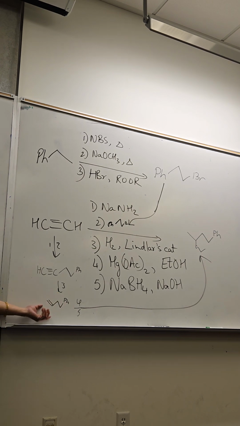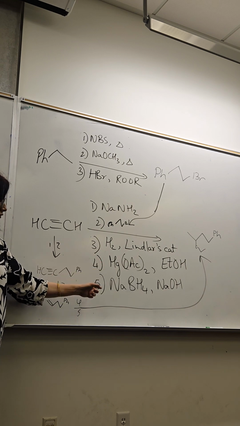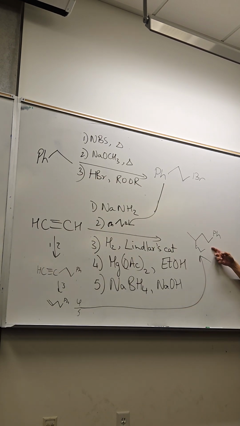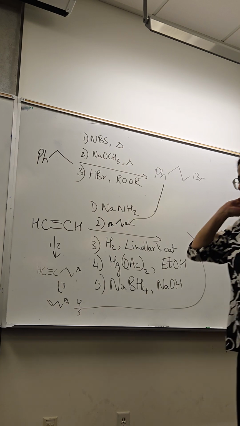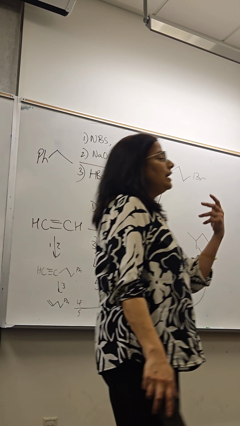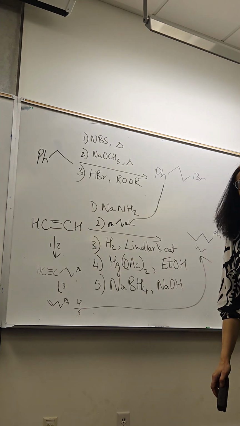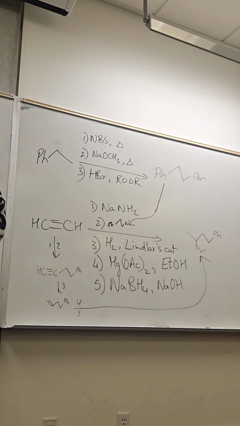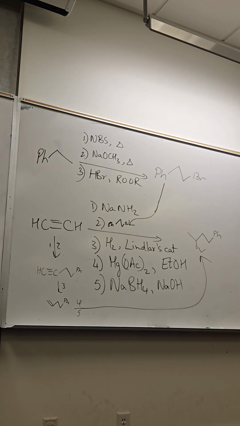And now we have an alkene, so the combination of 4 and 5 gives us the Markovnikov ether. Everybody okay? Cool, let's try that one. Any questions on anything? Do you see, guys, again, it's the ability to pick and choose what you need in order to achieve what you need to achieve.